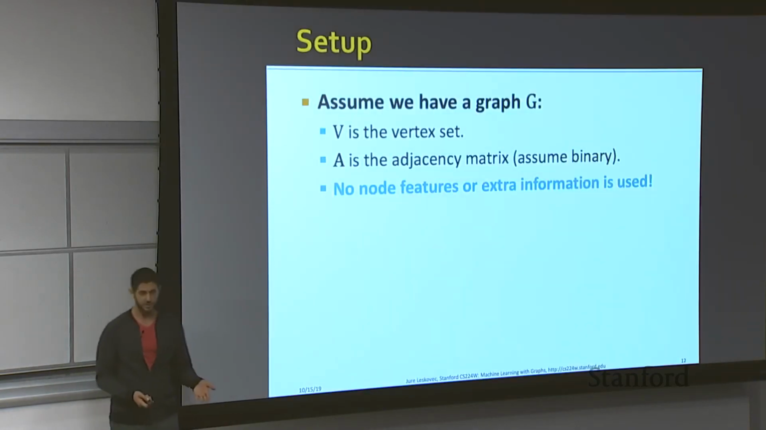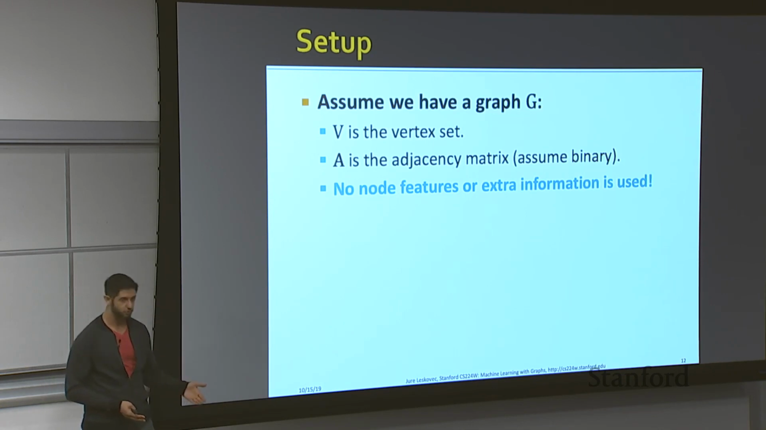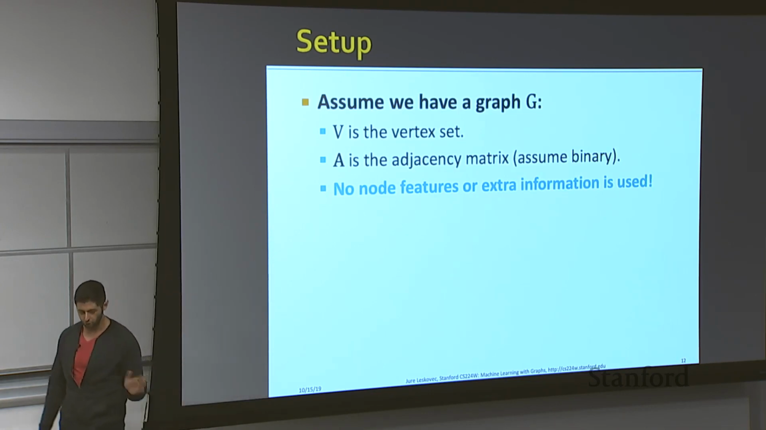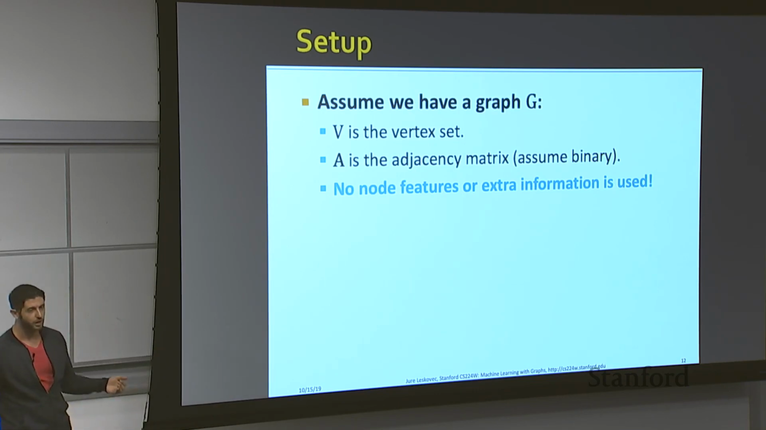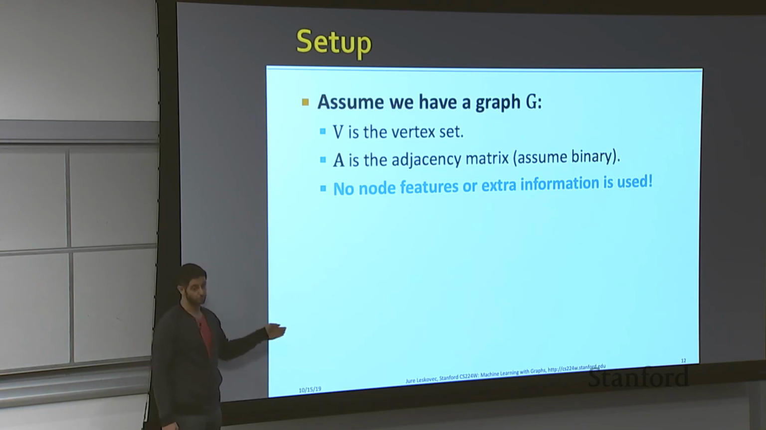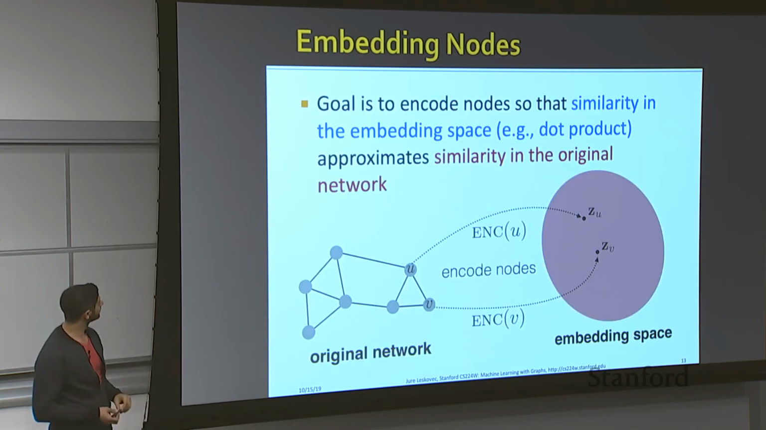So very quickly, what is our setup? We have our graph G, V is our vertex set, A is the adjacency matrix. We're going to be working with a binary adjacency matrix today, so let's not think about weights. We're just going to be thinking about the connectivity between the nodes. And for now, we're not going to be thinking of any node features or extra information. We're going to be adding this additional layer of complexity starting from Thursday. So we're going to be talking about techniques that can also take into account the node features. But for today, we're going to be doing without them.